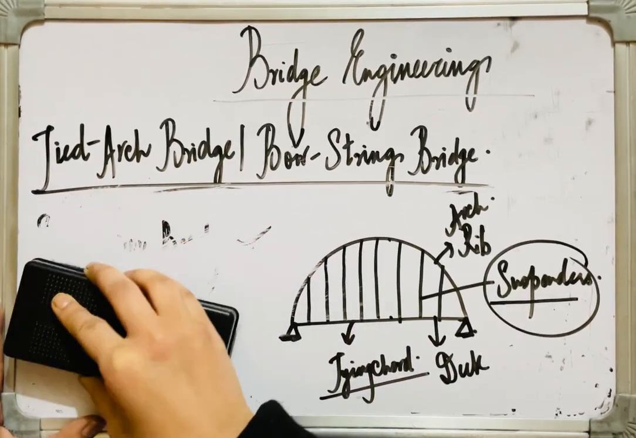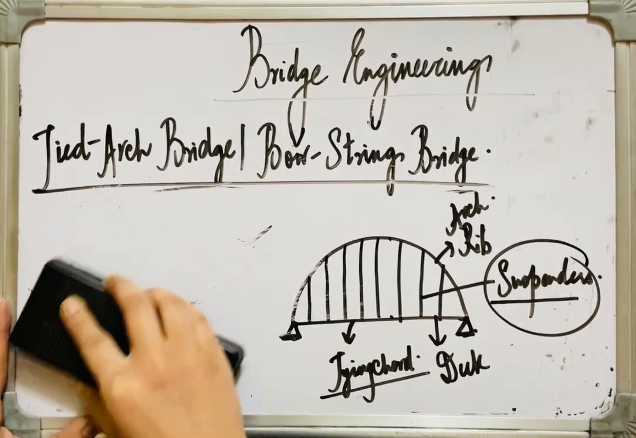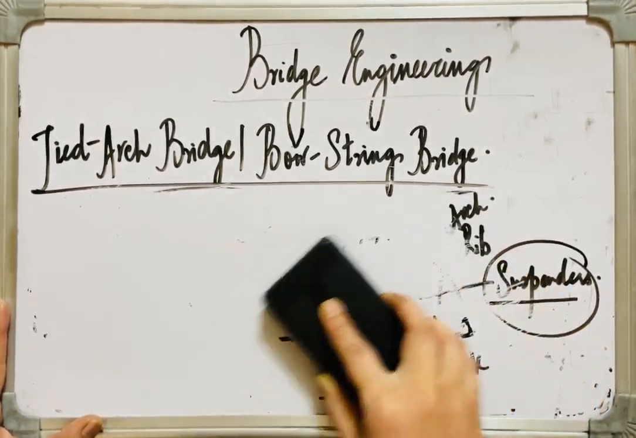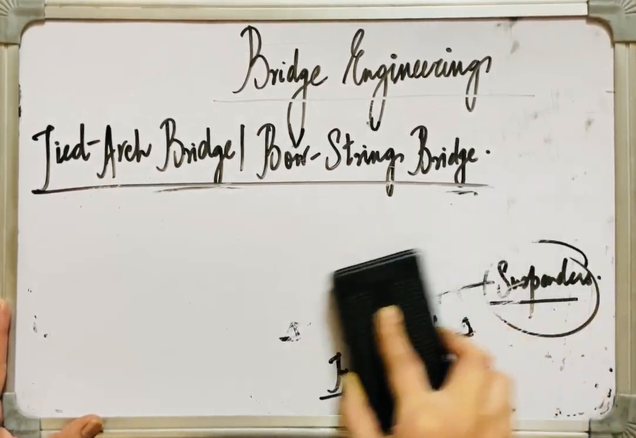Now, why is it known as a bowstring bridge? It derives its name from the shape.